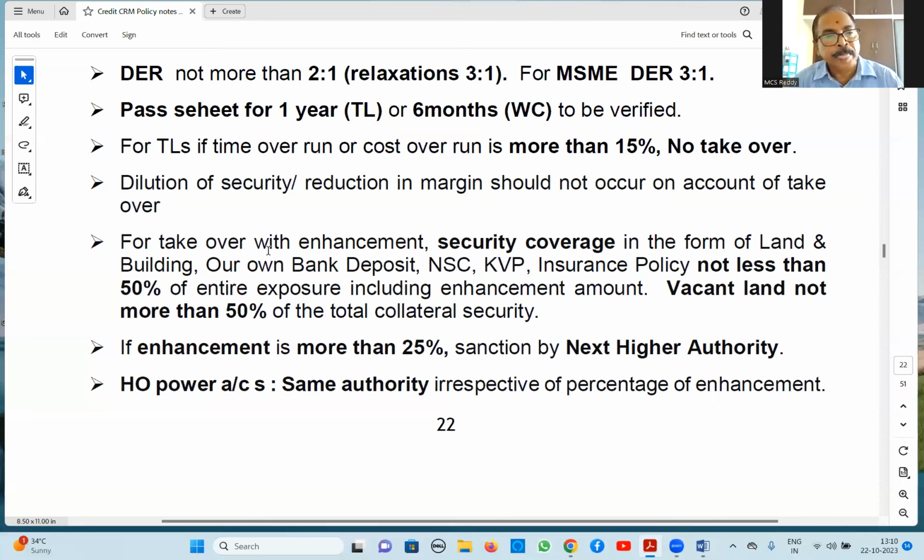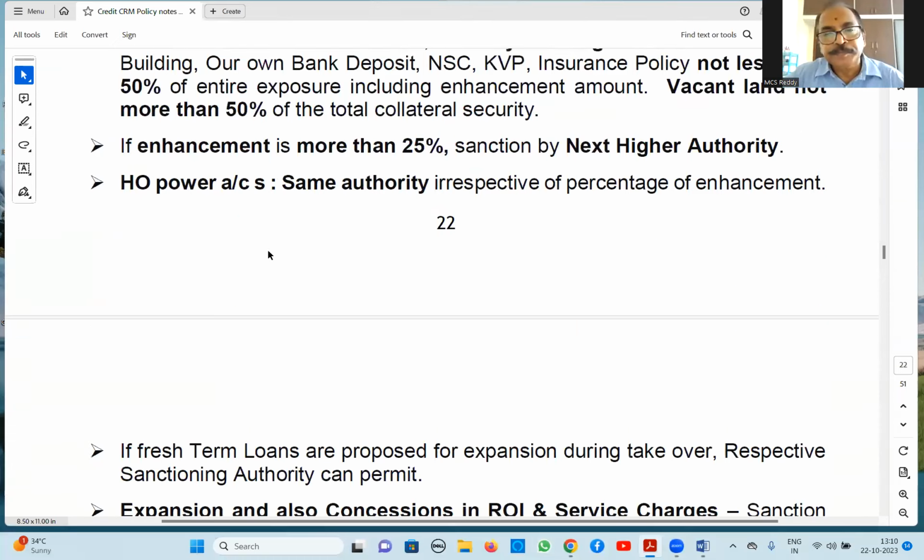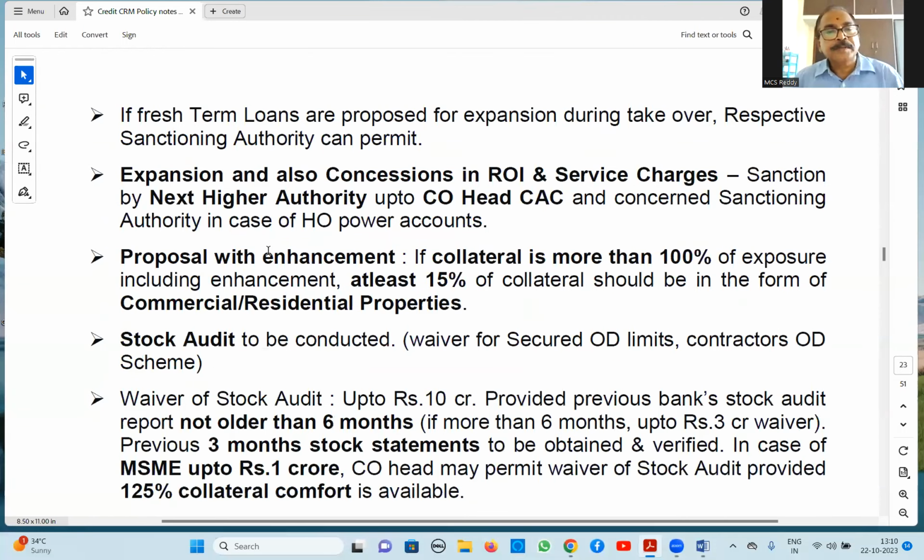This is for takeover. If enhancement is more than 25%, then it is sanctioned by the next higher authority. This is for sanctioning. HO power accounts, more than 25% or whatever may be the enhancement, then same authority: HO, GM, CGM, and above. If fresh term loans are proposed for expansion during takeover, respective sanction. Suppose during takeover, the party says, I want an extra amount. If the extra amount is more than 25%, it goes to the next higher authority.